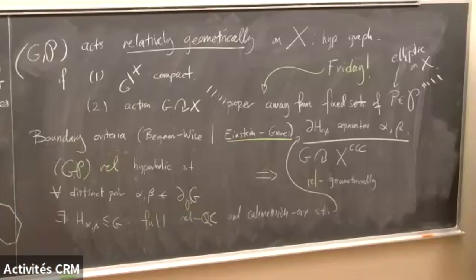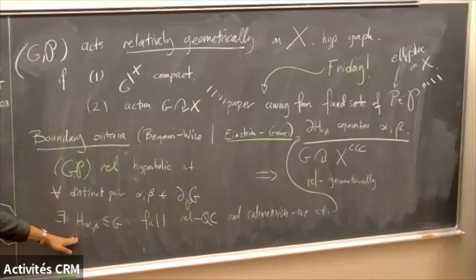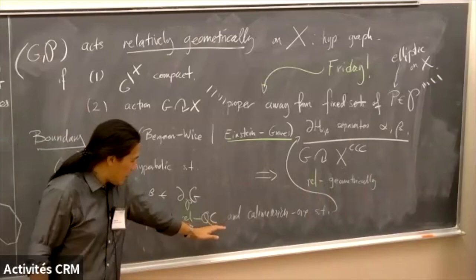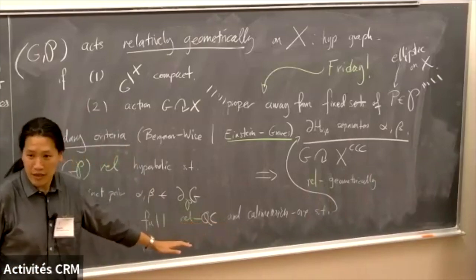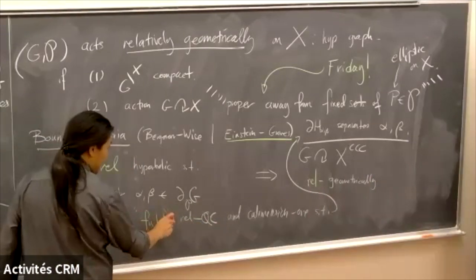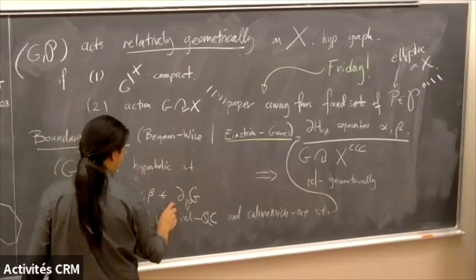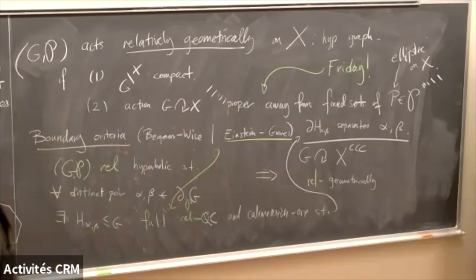Okay. What's the important thing in the boundary criteria is that you have to be able to find these subgroups. To find those subgroups, I need some way of finding relatively quasi-convex subgroups. You also need to certify that they're full, but if you want to understand what full means, I won't do it. I'll just draw the arrow. So let me start with just a way of finding relatively quasi-convex subgroups.